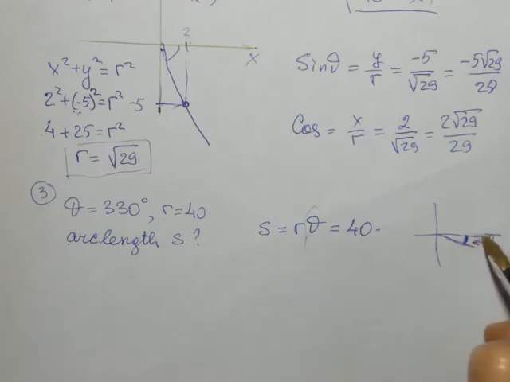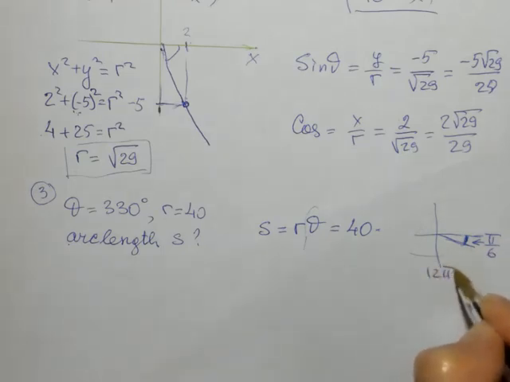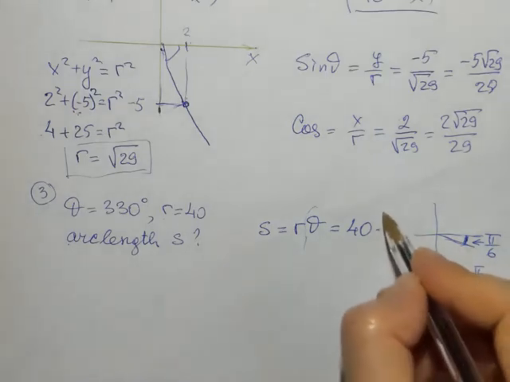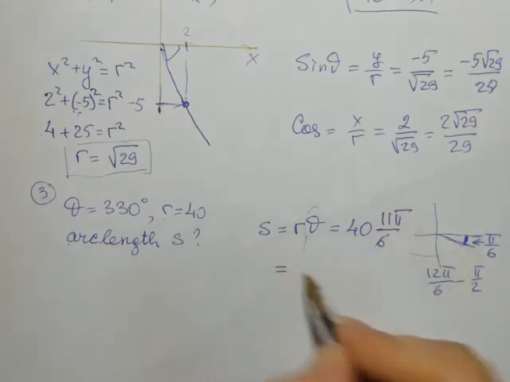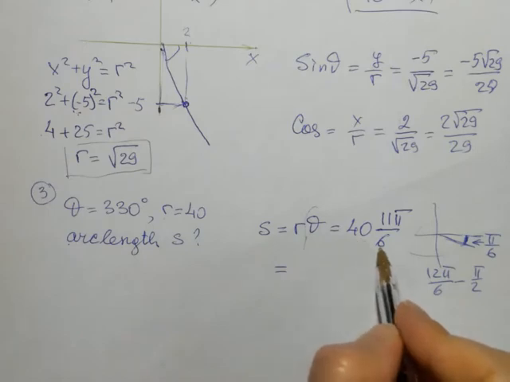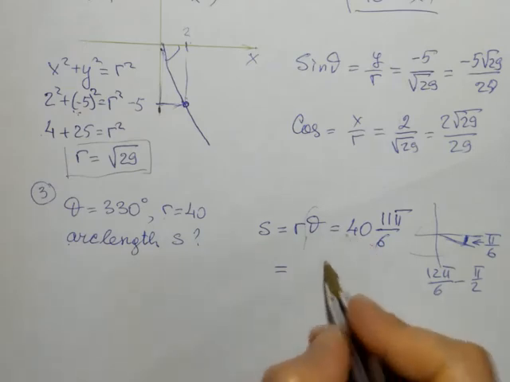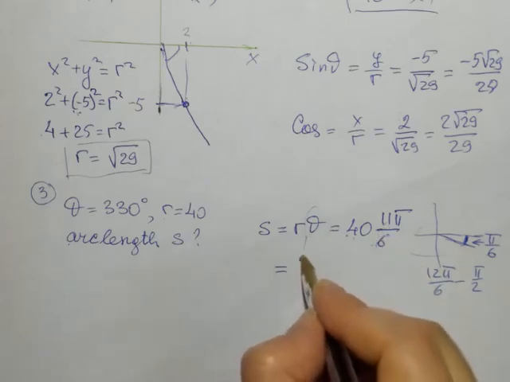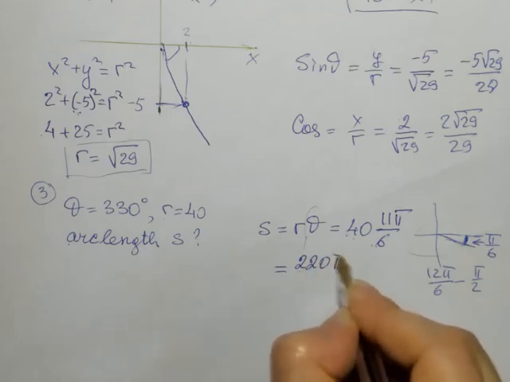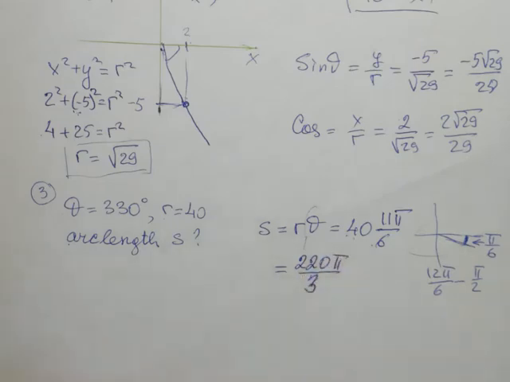So we have 2 pi minus pi over 6. 2 pi is 12 pi over 6. 12 pi over 6 minus pi over 6 will be 11 pi over 6, multiplied by 14, and we can simplify by dividing numerator and denominator by 2. So 20 times 11, 225 divided by 3 is the arc length.